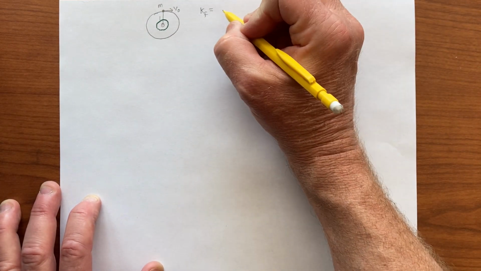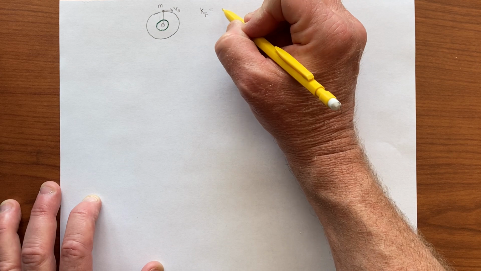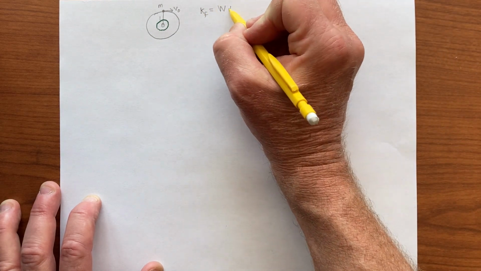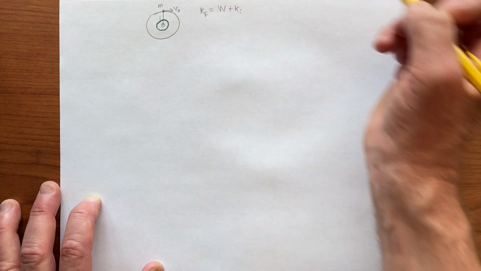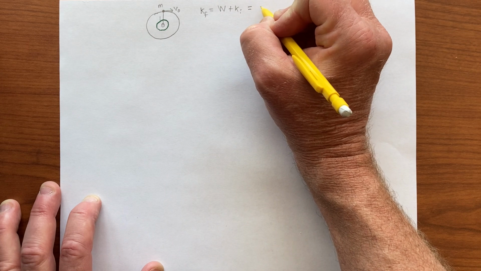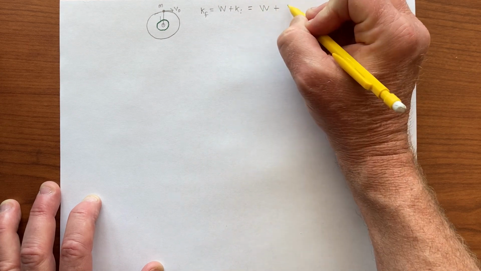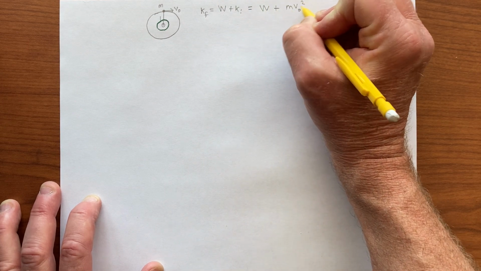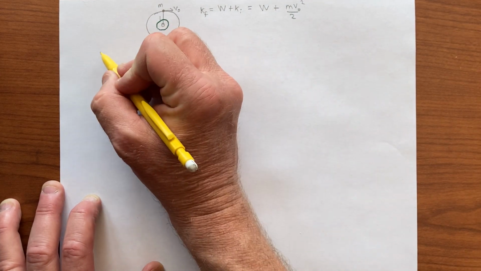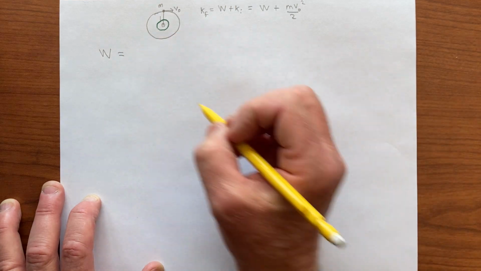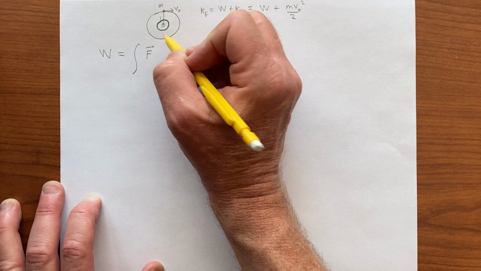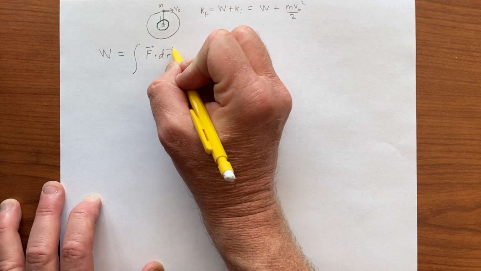So if we think in terms of work and difference in kinetic energy, then the final kinetic energy is the work plus the initial kinetic energy, right? Because work equals delta K. And so that's the work plus m v naught squared over 2. And so we need to find the work. So let's calculate the work. That's the integral of the force, which is the tension in the string, F dot dr.